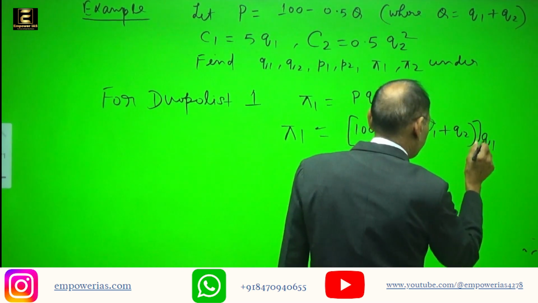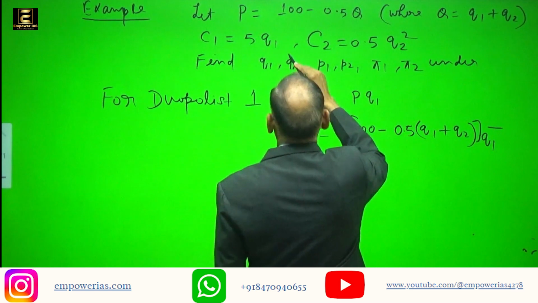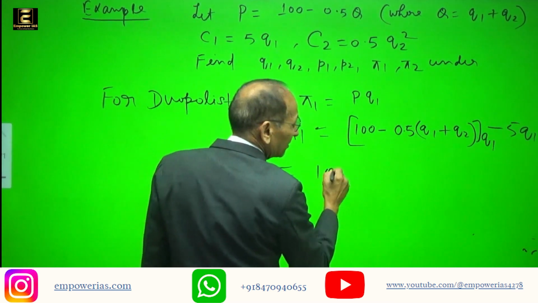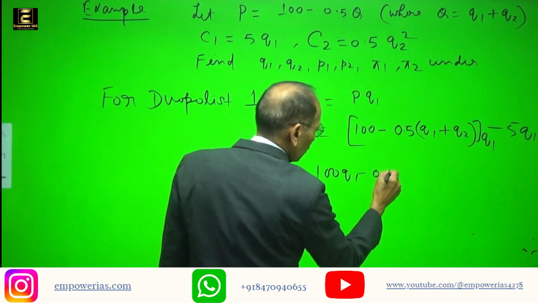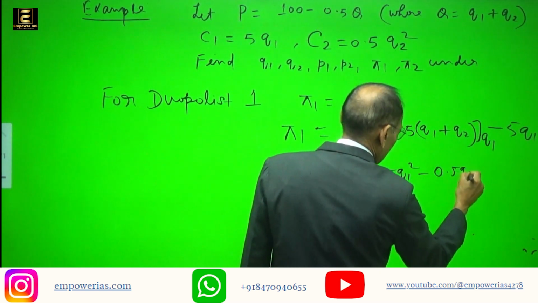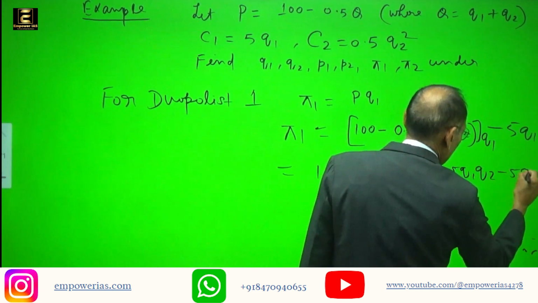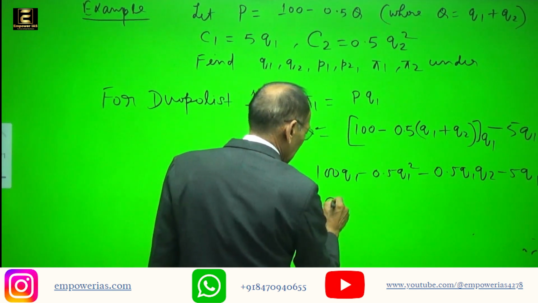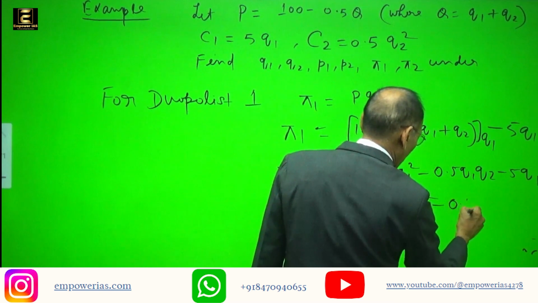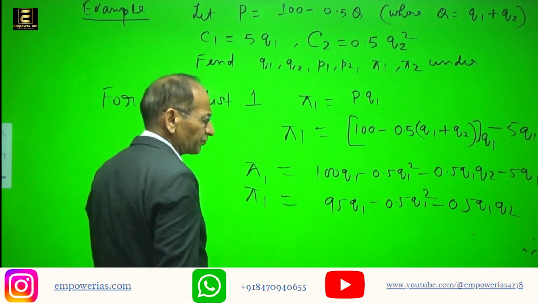So pi 1 equal to P into q 1 minus C 1, where C 1 equal to 5 q 1. This equals 100 q 1 minus 0.5 q 1 square minus 0.5 q 1 q 2 minus 5 q 1, equal to 95 q 1 minus 0.5 q 1 square minus 0.5 q 1 q 2. This is pi 1.